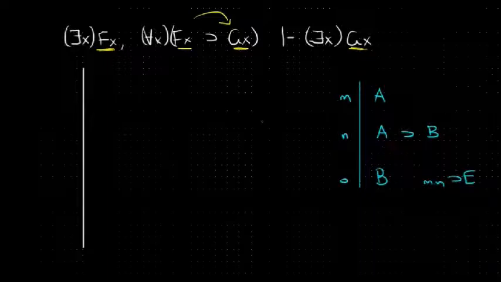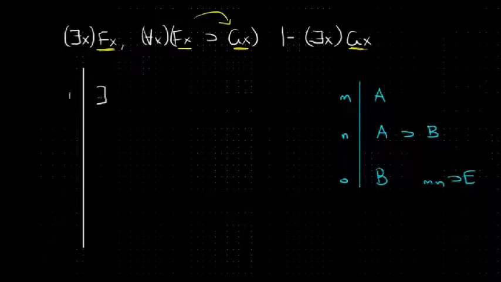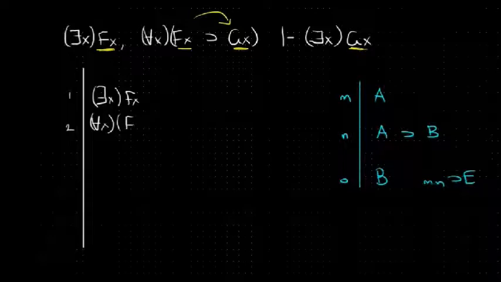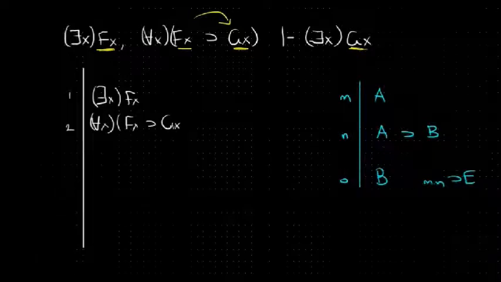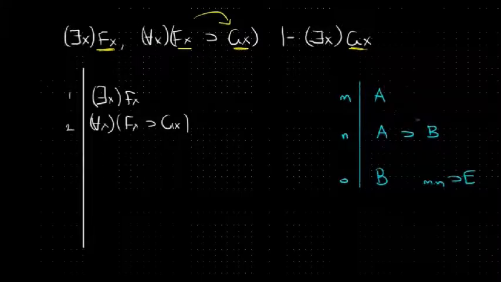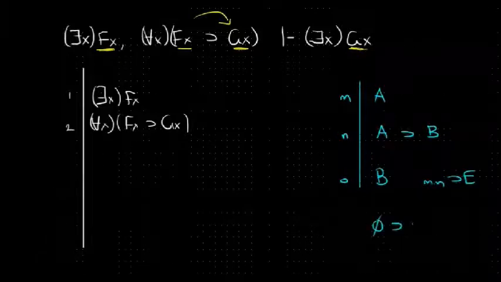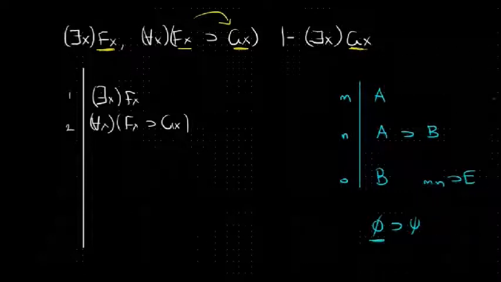Our problem here is that, let's just write this out, so on line 1 we've got there exists an x such that Fx, and on line 2 we've got every x such that if Fx then Gx. Our problem is that to use the horseshoe elimination rule, we've got a conditional phi then psi, we need the exact antecedent. We need phi exactly in order to derive psi.